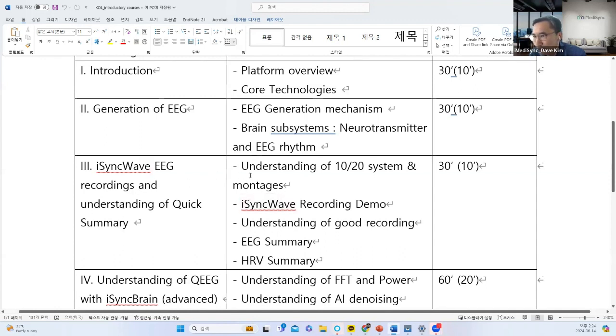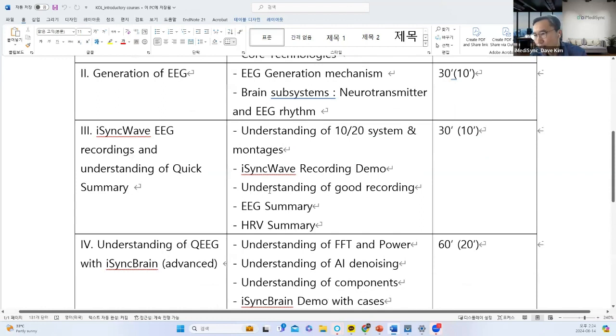Before going to the recording, I'd like to briefly give you the 10-20 system and montage concept. And after the iSyncWave recording demo, I can explain what is the good recording, what is the bad recording, and give you how we can use the EEG quick summary and HRV summary after the iSyncWave recording.